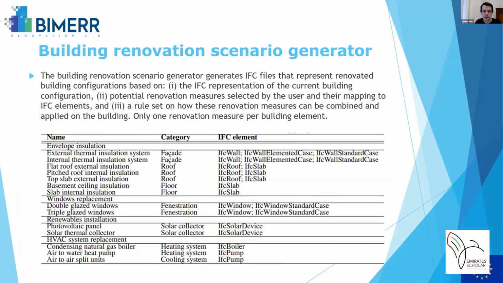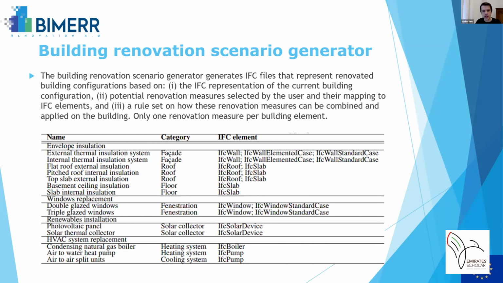Here you can see a snippet of what kind of renovation options we are supporting. So we have the categories: facade, roof, floor, fenestration, solar collector, heating system, cooling system. We are mapping these categories to different IFC elements so that we can identify what kind of renovation measures are feasible for what kind of IFC element. So what are potential renovation measures for these IFC elements?